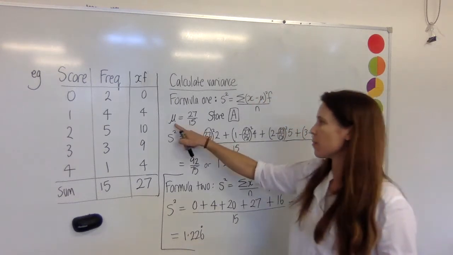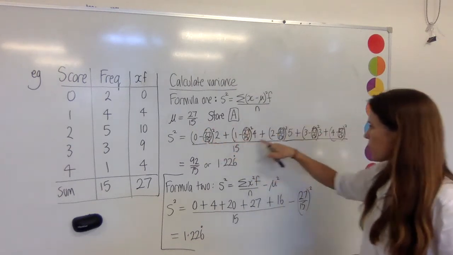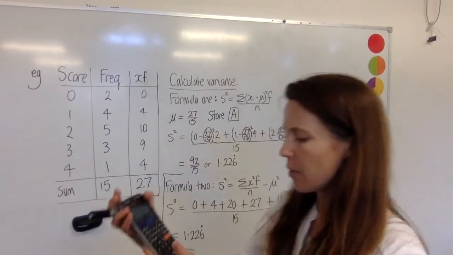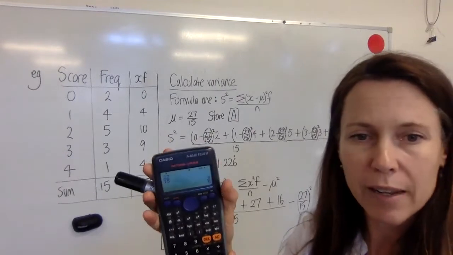Now we've already seen that the mean is 27/15. So what I would do if I know I need to use that over and over again is I'd store it in my calculator. Easy way to do that, 27/15, hit equals, and I have it in there.